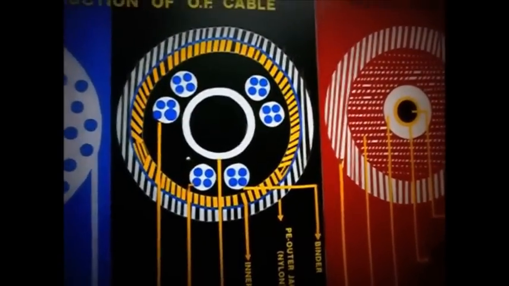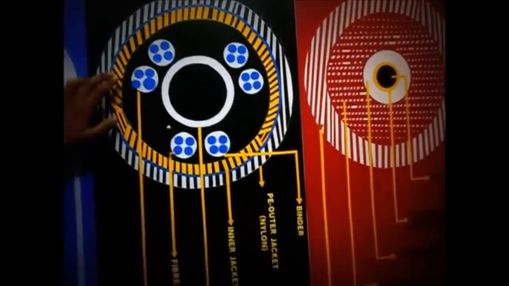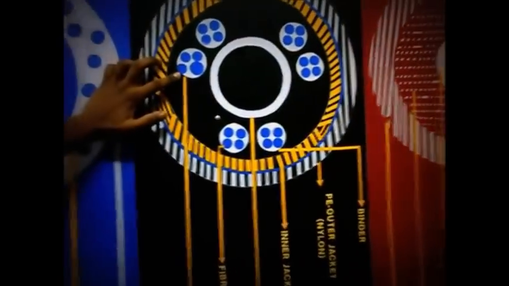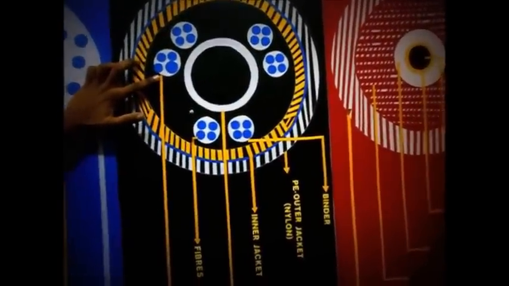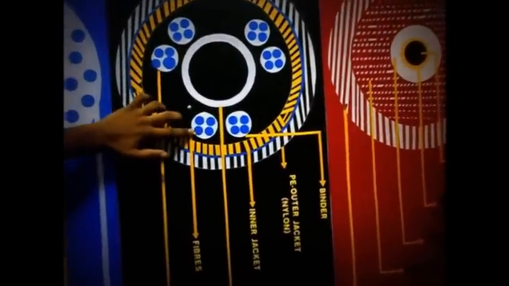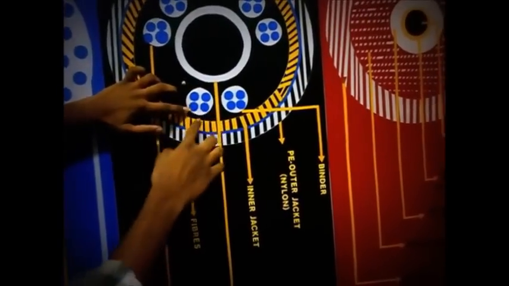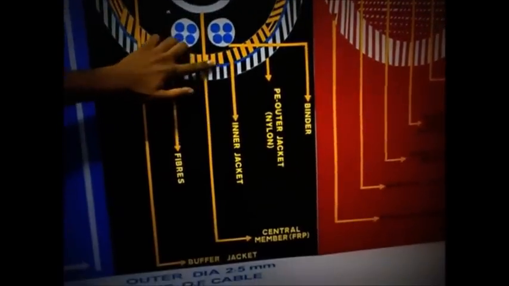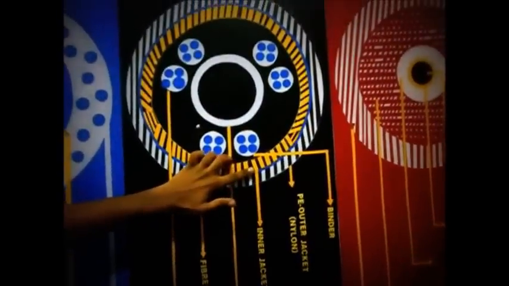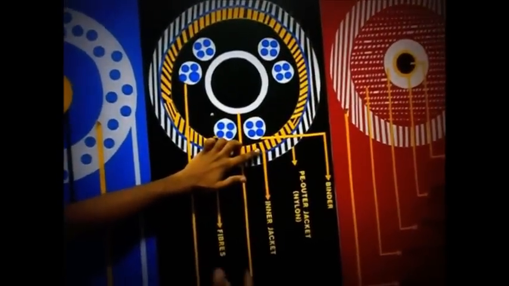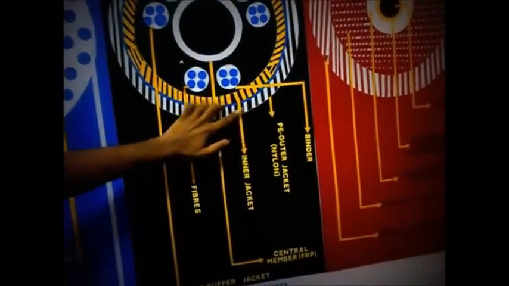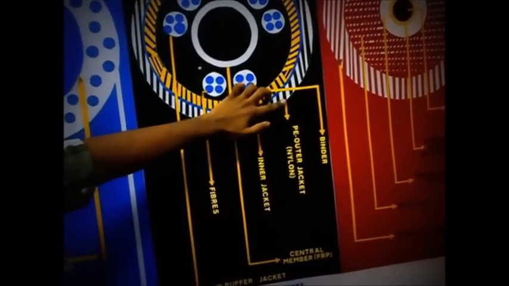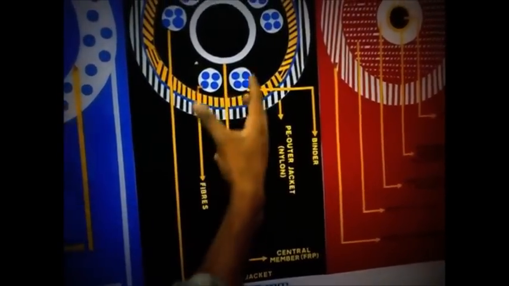Next we will see the outer structure of a 24 fiber optical cable. This is called the buffer jacket, which is in jelly form. It protects the fibers inside from water and ant bites, etc. These internal blue circles are the fibers. The yellow part is called the inner jacket of the fiber, and it protects the cables. This white and black combination is called the outer jacket. All these are combined in a bound form.